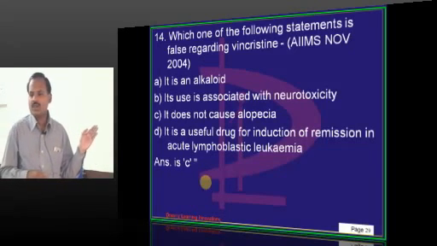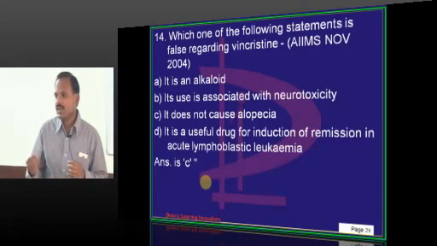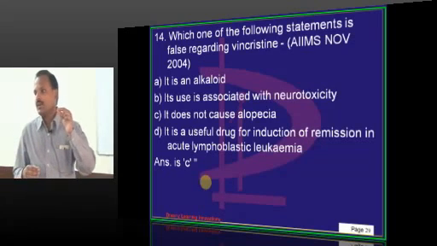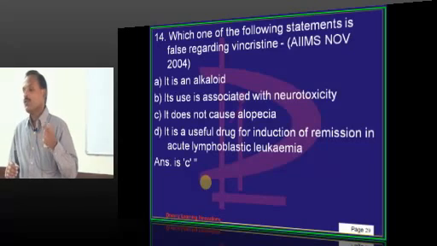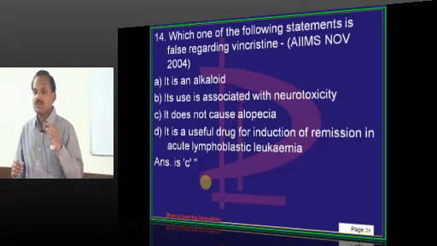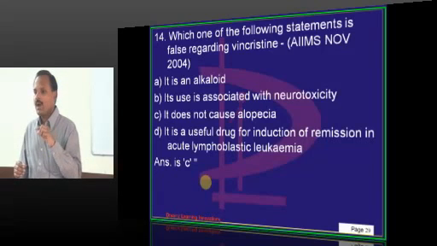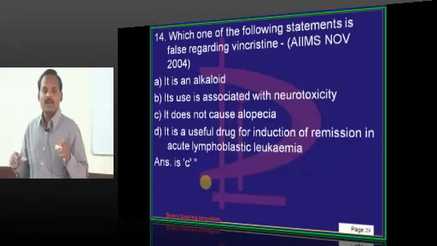Why does vincristine cause neurotoxicity? Because vincristine's mechanism affects the tubulin protein, which is responsible for forming the mitotic spindle. The tubulin protein is not only responsible for forming the mitotic spindle, it is also a part of all the neurons.